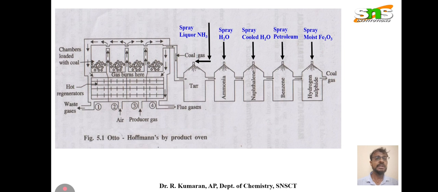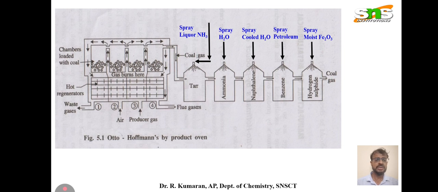On supplying liquid ammonia, we get tar. On spraying normal water, we get ammonium solution. Spraying cooled water gives naphthalene, and petroleum, when sprayed onto the gases coming after the reaction, retains the benzene material. Finally, Fe2O3 powder spraying leads to H2S byproduct material, and after these separations, you get coal gas at the end.